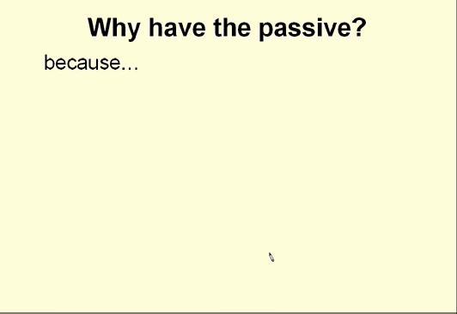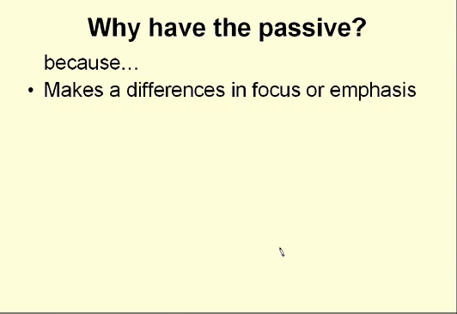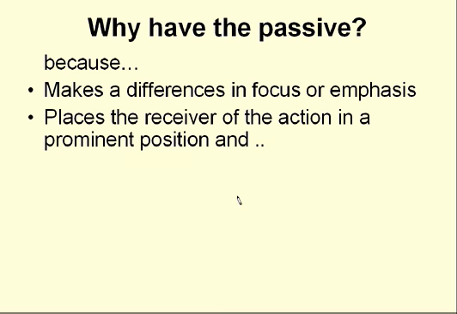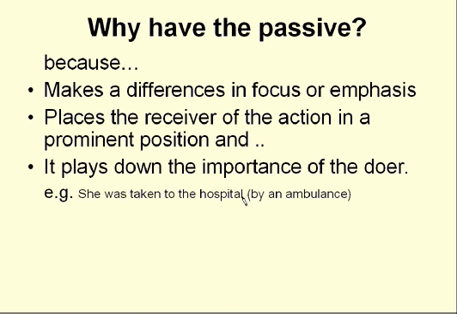So why have the passive then? Well, because it makes a difference in focus or emphasis, because it brings the direct object to sentence initial position. It places the receiver of the action in a prominent position, and it plays down the importance of the doer. For example, she was taken to the hospital by an ambulance instead of an ambulance took her to the hospital.